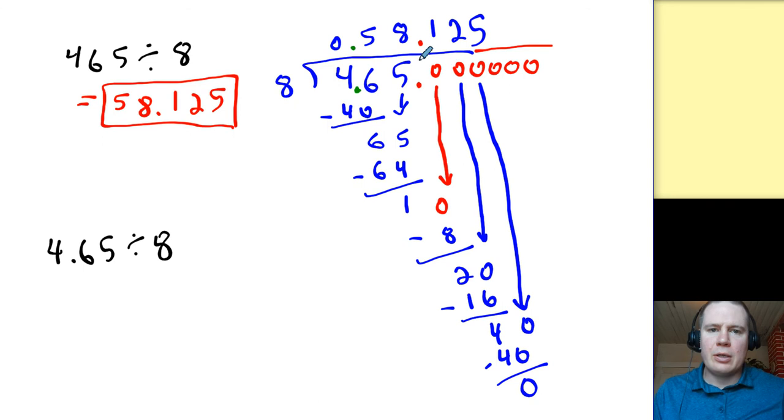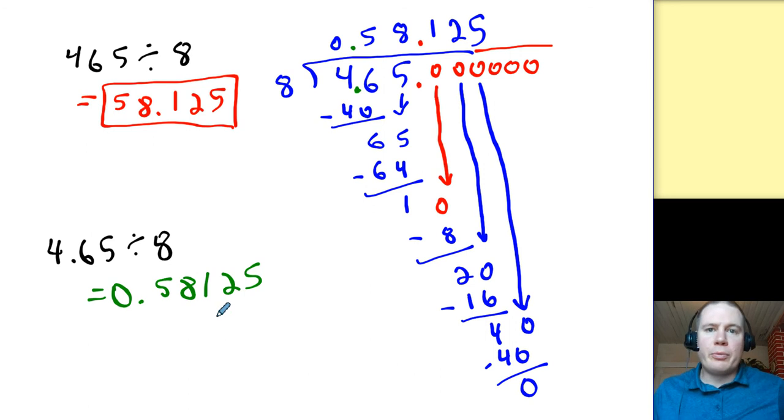And then I had added more zeros, right? So 6 tenths, 5 hundredths, 0 thousandths, 0 ten thousandths, 0 hundred thousandths. I get 5 tenths, 8 hundredths, 1 thousandth, 2 ten thousandths, 5 hundred thousandths, right? I get 0.58125. And that red decimal point was part of this problem. The green decimal point is part of this problem. I just didn't want to redo all of that long division work.